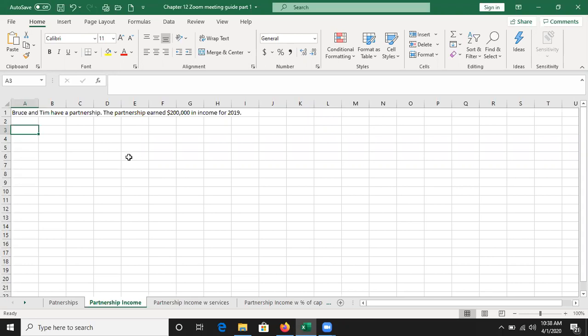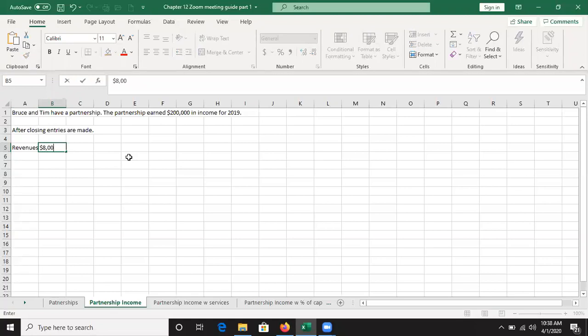Anyways, so partnerships earn $200,000 in income. The income is just distributed at the end of the year after closing entries are made. If we do a quick revisit to Principles 1 and closing entries, you would remember, let's say for this partnership, they had revenues, we're going to be real easy, of 800,000, and they had expenses of 600,000. So at the end of the year, what a partnership has to do is close out their revenues and close out their expenses.